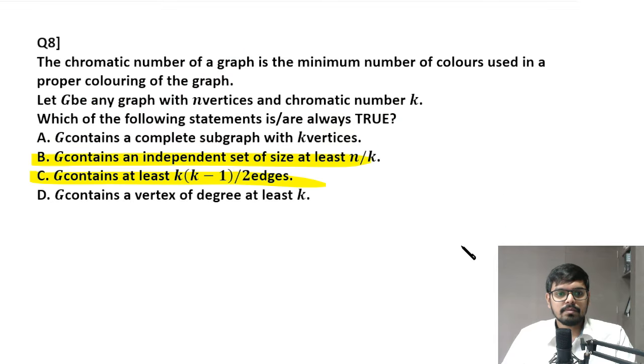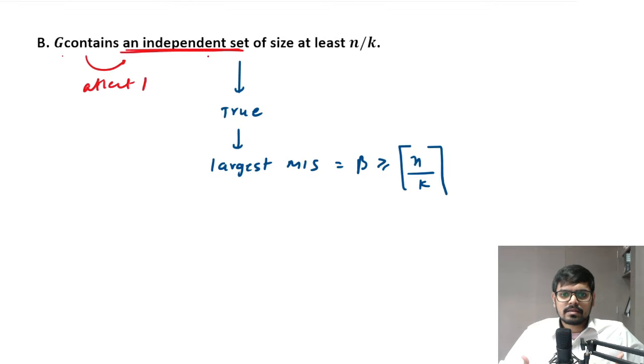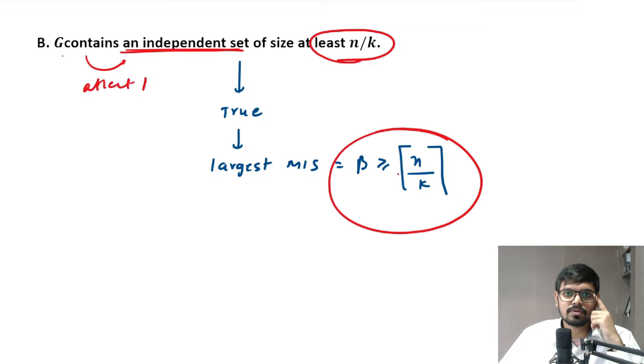Now talking about B, C and D. Step by step we'll see. Why is B true? G contains an independent set of size at least n by k. Makes sense. They are talking about an independent set. Contains an, which means at least one. G contains an independent set; there exists at least one set of size at least n by k. And definitely, do you remember n by k, number of vertices by chromatic number? Yes, sir. Beta is greater than or equal to the ceiling of n by k. So what was beta?